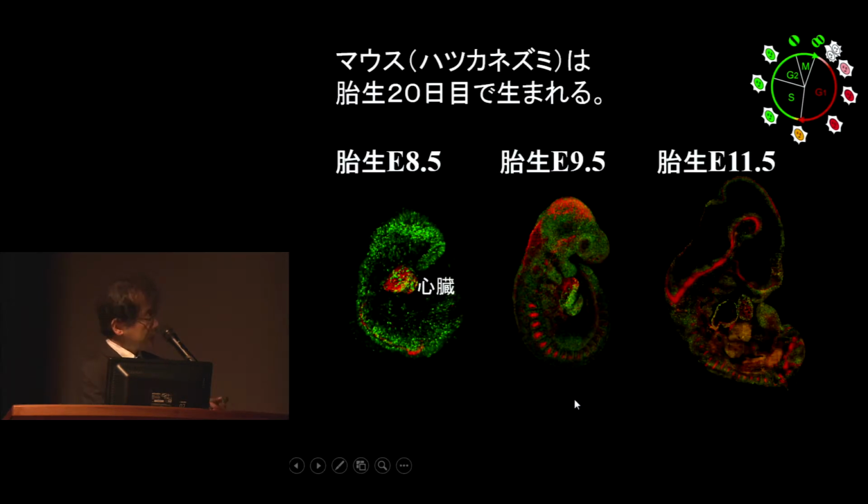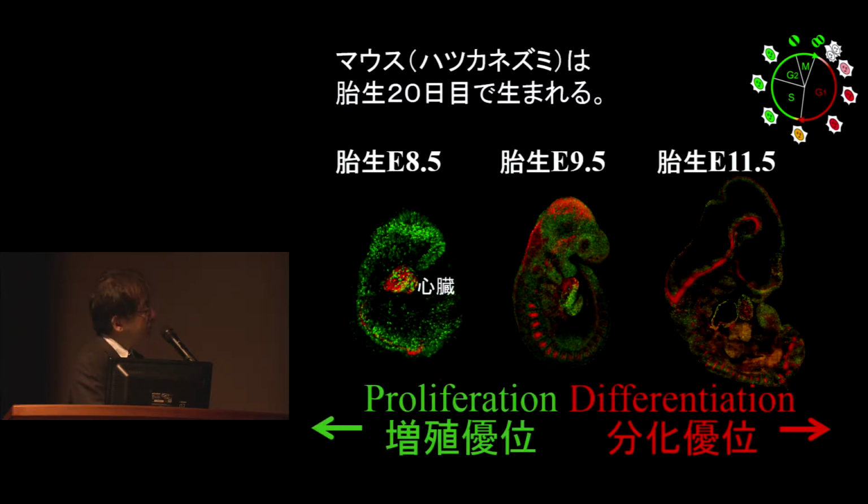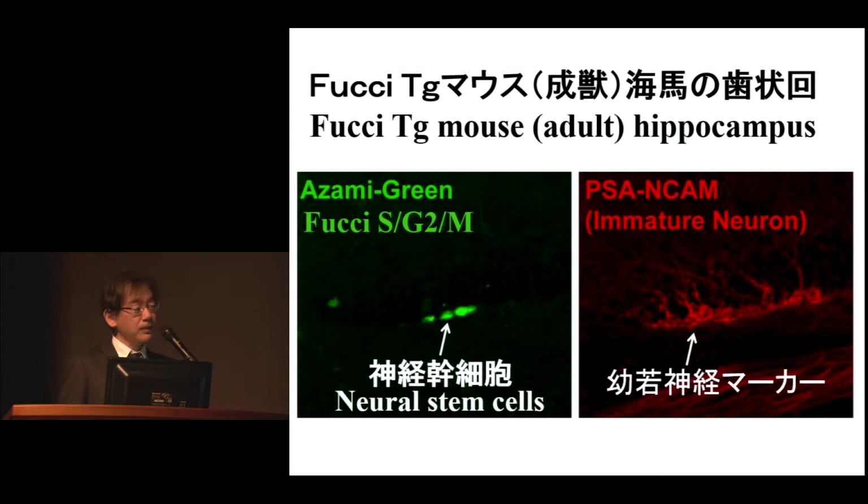At embryonic days 8.5, 9.5, and 11.5, with time the green to red ratio decreased. So the earlier, the more proliferation; the later, the more differentiation. And after birth, the red signal becomes predominant. But even in the adult tissue, we can identify very few green nuclei. And the cells with the green nuclei correspond to tissue stem cells.